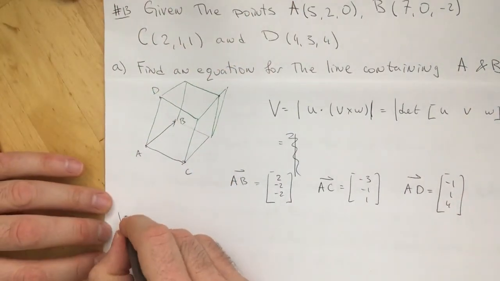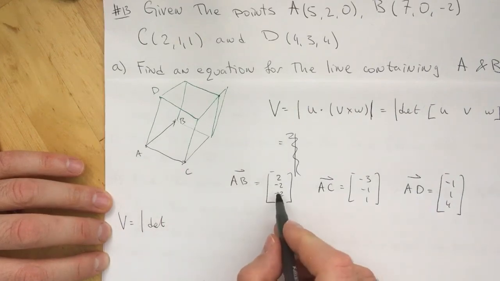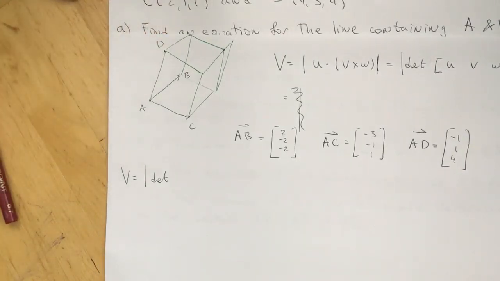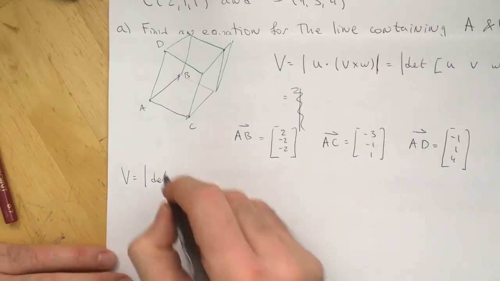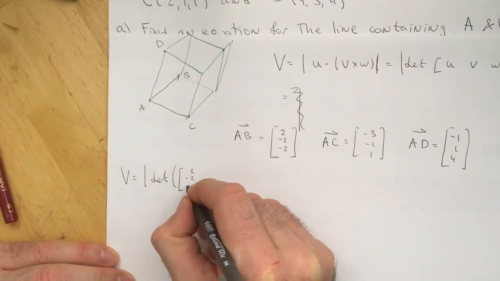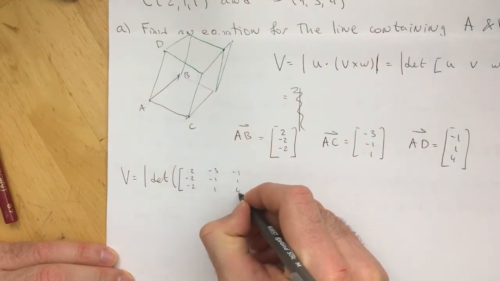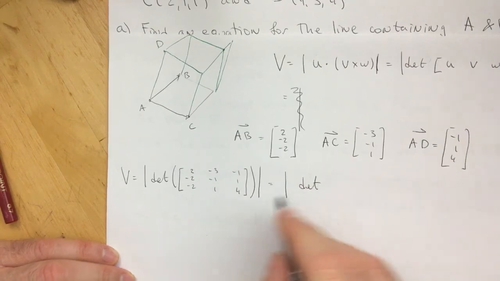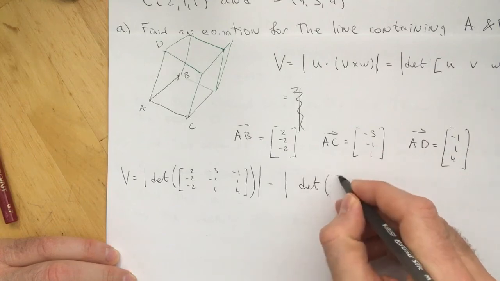Okay, so the volume is going to be the absolute value of the determinant of the matrix having these 3 vectors as columns, and by properties of determinants we know that we can put them as columns or as rows. That's not going to affect the value of the determinant. So the determinant of the matrix 2, negative 2, negative 2, negative 3, negative 1, 1, and negative 1, 1, 4. So that's the absolute value. We know that if we add multiples of one row to another, it's not going to affect the value of the determinant. So what do I do here?